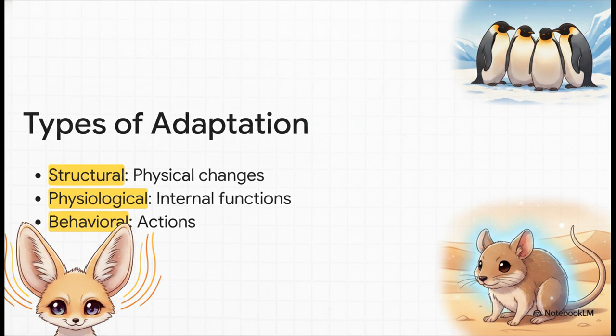Then you have physiological adaptations, like the incredible kangaroo rat developing highly efficient kidneys so it can survive without literally ever drinking water. No way, right? And third, behavioral adaptations, like emperor penguins actively crowding and huddling together to survive those brutal Antarctic winters.